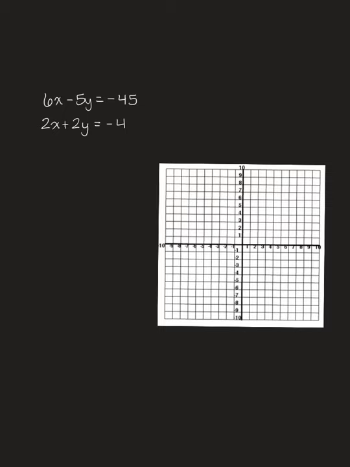One more example here. These equations are not in y equals mx plus b, so we have to get them there. So let's start with 6x minus 5y is equal to negative 45. I am going to get rid of the 6x.